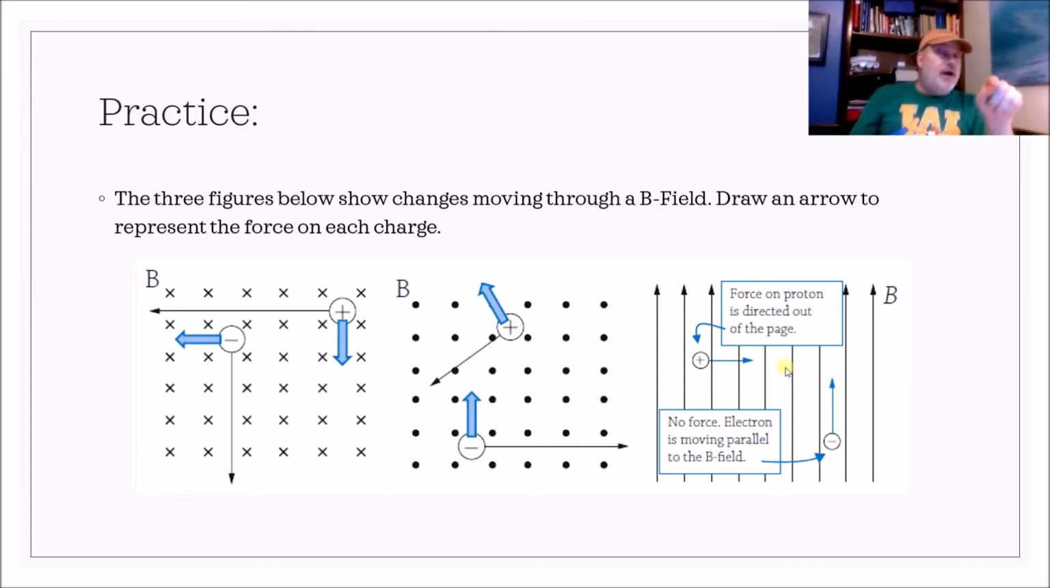And then the bottom one, the negative charge, you use the left-hand rule, but it's moving up in the direction of the magnetic field. So your hand is pointed up and your thumb is pointed up. There's no angle in between these two, so there's no force on this negative charge down here.